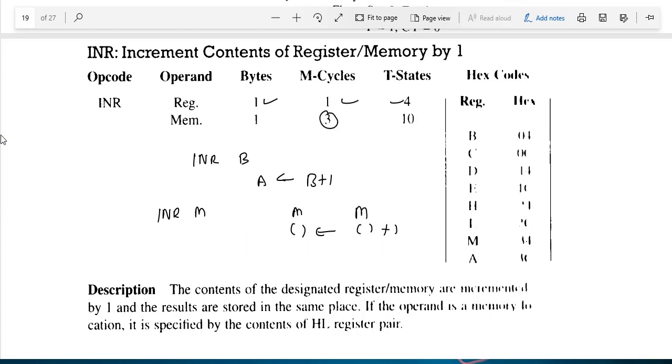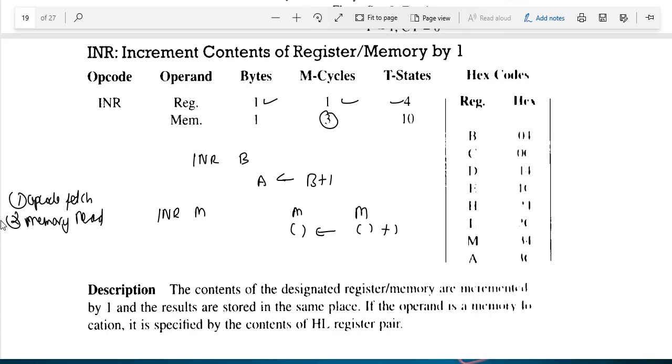One is, I am writing here, opcode fetch, because it is a single byte instruction. So of course there is at least one machine cycle, that is opcode fetch. Now it is incrementing the content of the memory location. So it will read the value of memory into the processor. It means memory read.